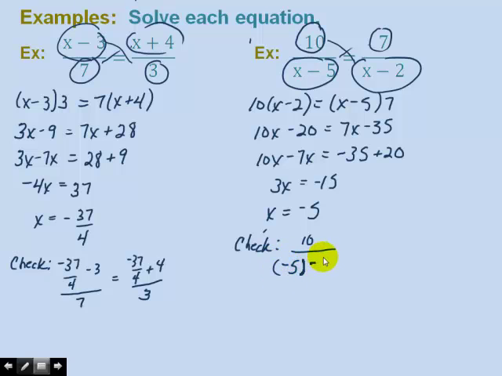So we have 10 over negative 5 minus 5 equals 7 over negative 5 minus 2. So here we have 10 over negative 10. Here we have 7 over negative 7. And this one's pretty easy to simplify on each side. We get a negative 1 from here and a negative 1 from here. So this one we can see that it checks, and that means that x equals negative 5 is our solution.